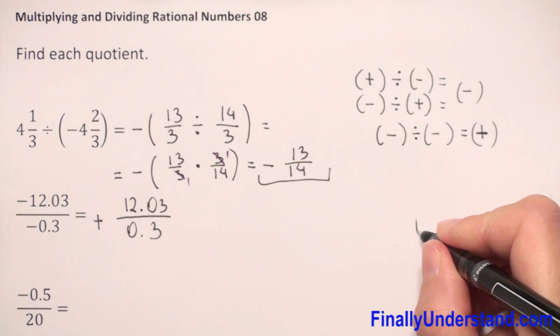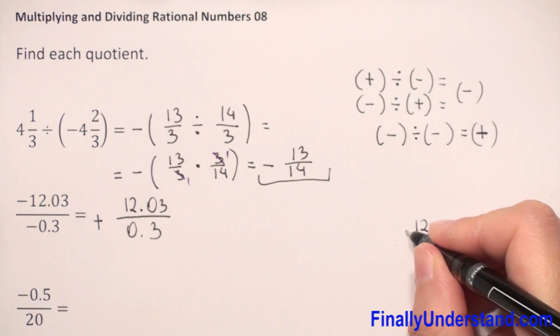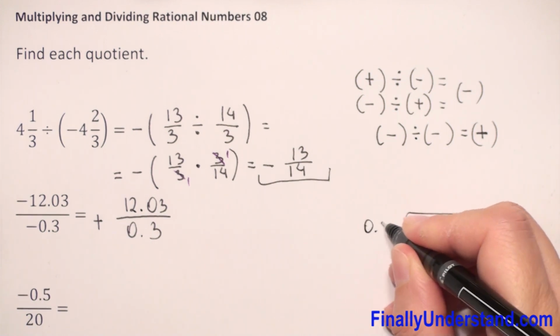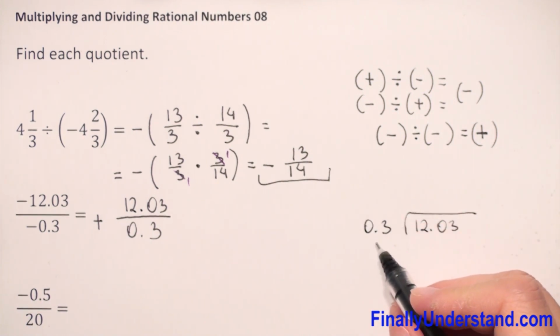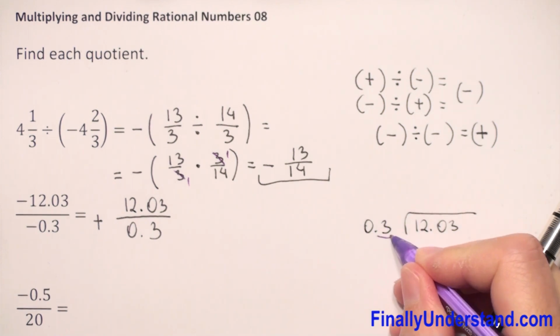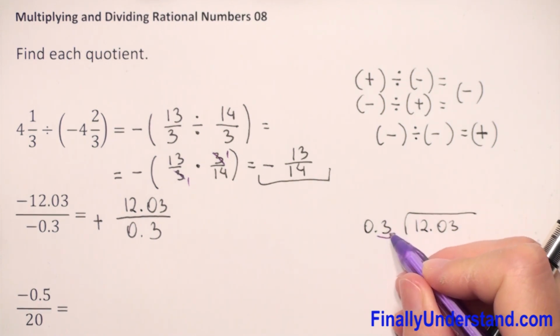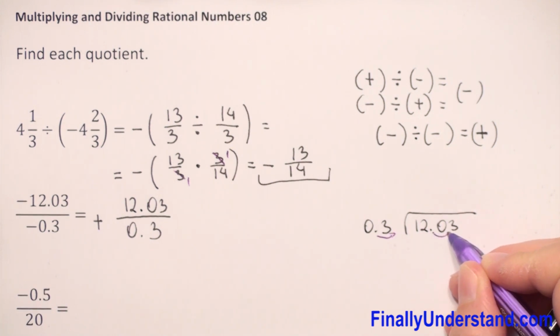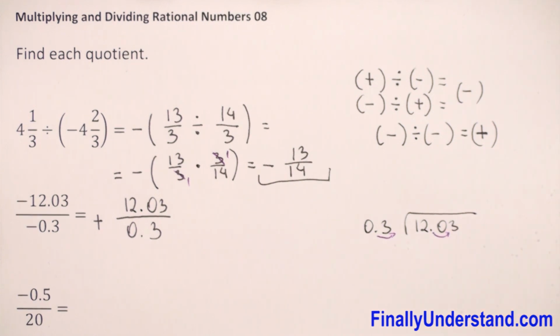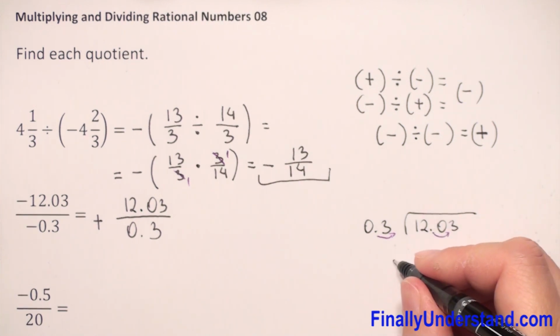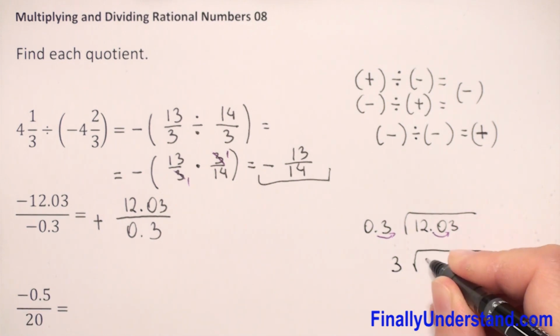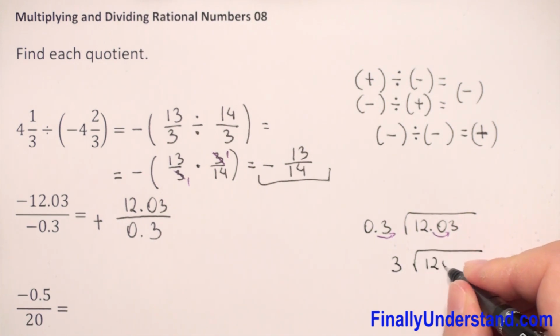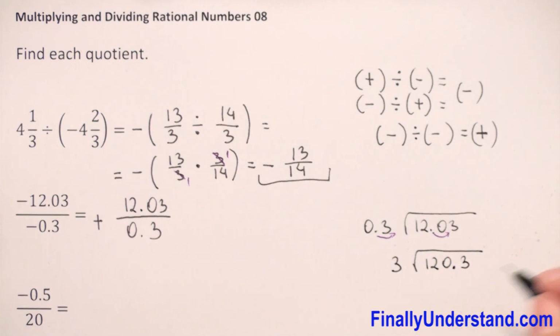We have 12.03 divide by 0.3. The divisor cannot be decimal number, so we have to move the decimal point to the right side 1 digit, because we move here 1 digit decimal point. We have to do the same with another number, so decimal point will be between 0 and 3. So let me rewrite this. We have to divide 12, decimal point will be between 0 and 3 by 3 now.